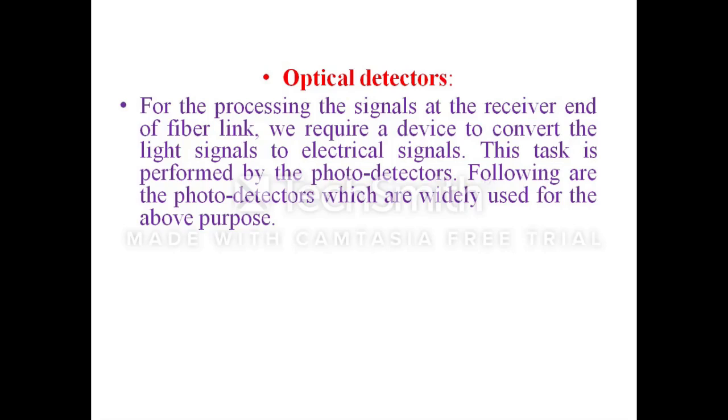Friends, today we are going to study optical detectors and numerical aperture. For processing the signals at the receiver end of a fiber link, we require a device to convert light signals into electrical signals. This task is performed by photodetectors. Following are the various photodetectors used in optical communication systems. First one is the photodiode, then the PIN diode, and the phototransistor.